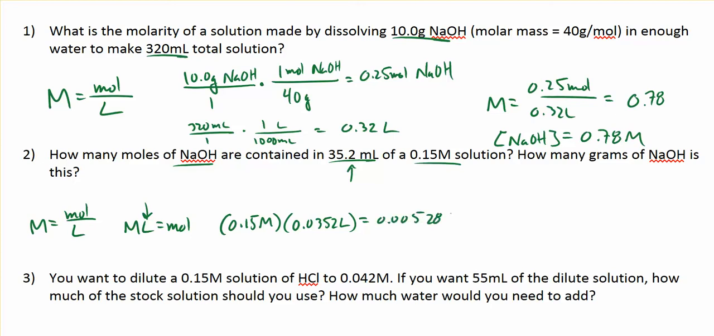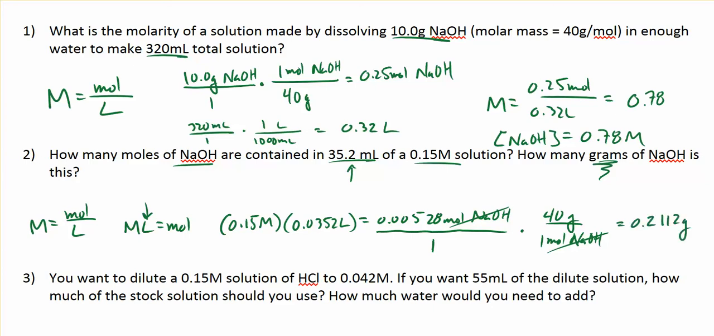0.00528 moles of NaOH. However, you can't measure that in the lab. The question also asks for grams, which is something you can measure in the lab. To convert from 0.00528 moles of NaOH to grams, I'll put the mole value over 1 and multiply by the molar mass. That gets moles of NaOH to cancel, replaces it with grams, and I find that in that solution there are 0.2112 grams of NaOH.